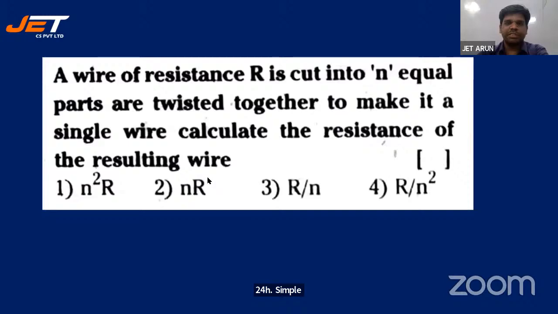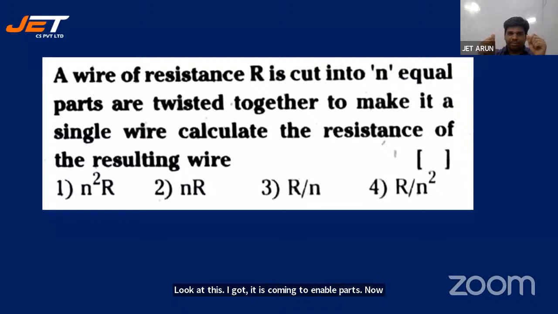Look at this one. A wire of resistance R is cut into N equal parts and is twisted together to make it a single wire. Calculate the resistance of the resulting wire. I've got R, it is cut into N equal parts. Now each one is twisted to make a single wire. I want the equivalent resistance of this resulting wire. So there are N identical resistors now in parallel. I had one resistor, I cut it into N equal parts, I took each one, and clubbed and twisted the wire ends to make N identical resistors in parallel.